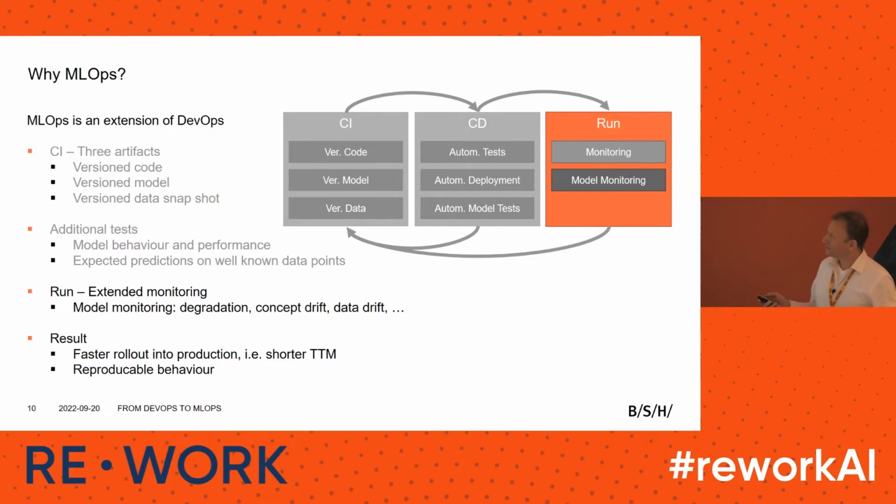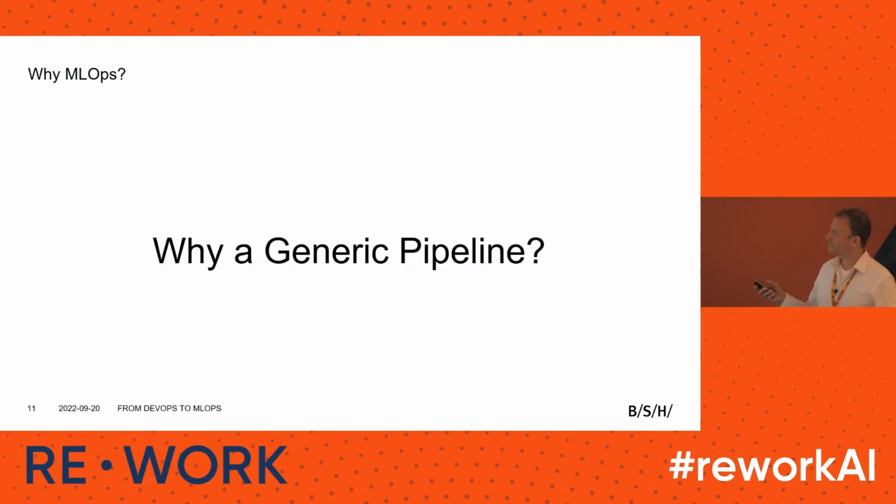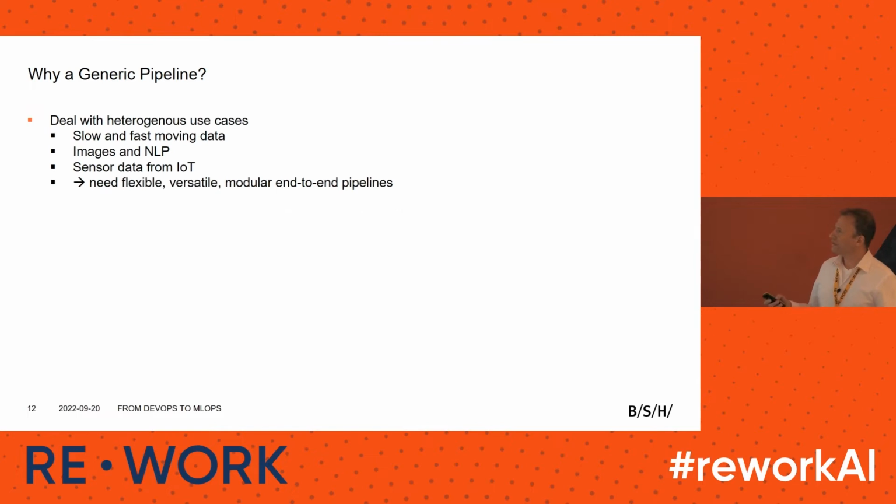Okay, now we can go more into detail. But first, why did we not just buy some ready-made framework out there? Why did we build our own generic pipeline at BSH? Because there are lots of great frameworks out there. In our case especially, we have certain problems we have to deal with. First of all, as we are a large corporation, we have a really heterogeneous landscape of use cases.